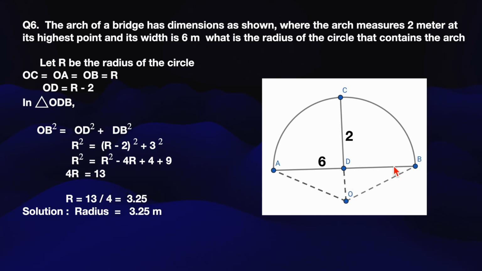This distance will be 6 upon 2, that is 3. Okay, so this is R, radius of the circle. R square is equal to R minus 2 the whole square plus 3 square. See, here I have written R square is equal to R minus 2 the whole square plus 3 square. So simplify this, you get the value of R as 13 upon 4 is equal to 3.25 meters.